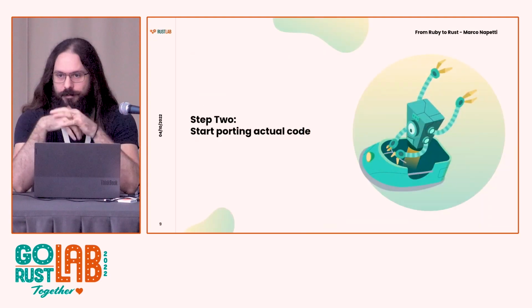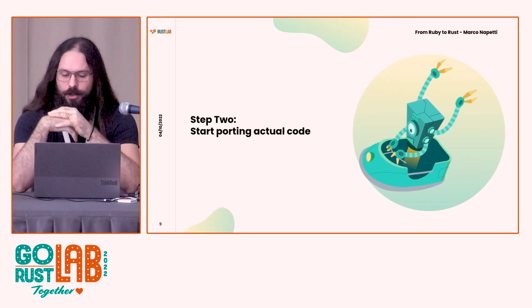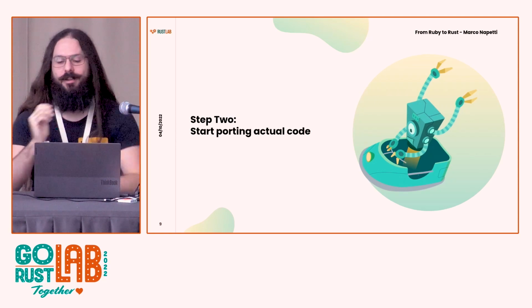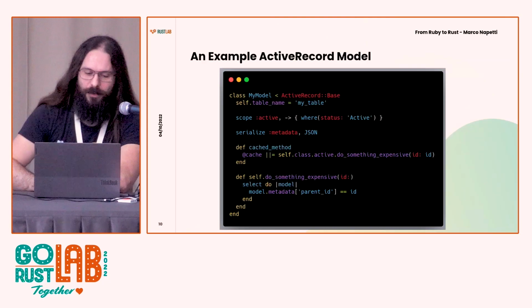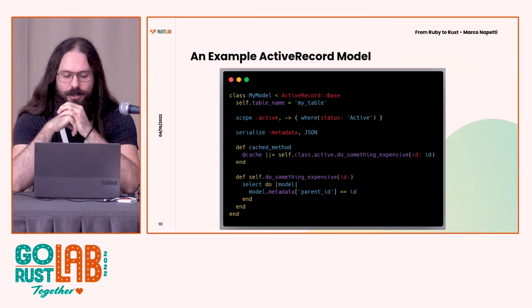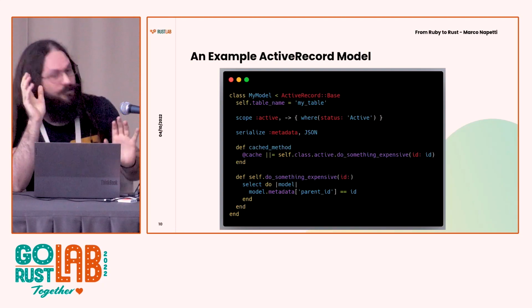In the second step of this talk, we'll get a bit technical. We'll see some Ruby code and a lot of Rust code, so fasten your seatbelts. This is the active model we'll use as a reference. I hope the code is readable. Hope so.